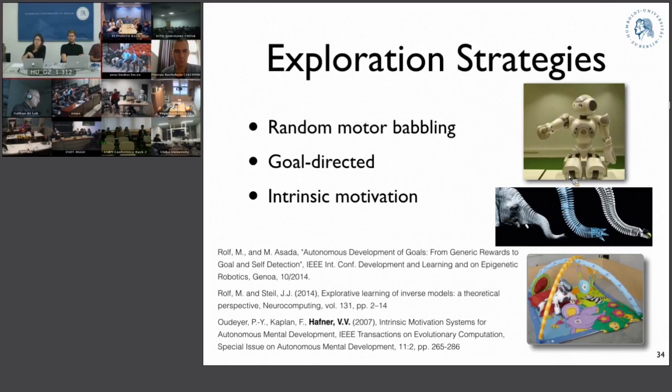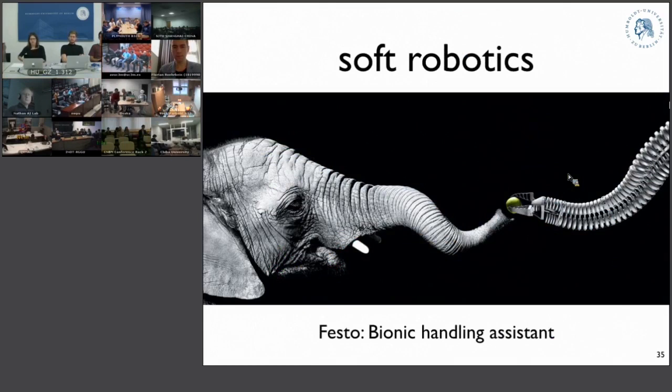And I will also show you what kind of experiments are done, again, with this iron robot in a real children playground. But first, let's have a look at this goal-directed exploration. So one robot that has been used for that experiment is the bionic handling assistant from Festo. The bionic handling assistant is on the right. The inspiration for that is on the left. So basically, it tests the same features as an elephant trunk.